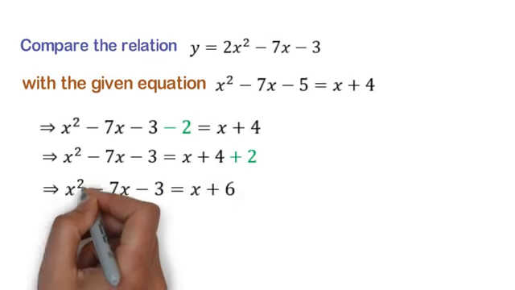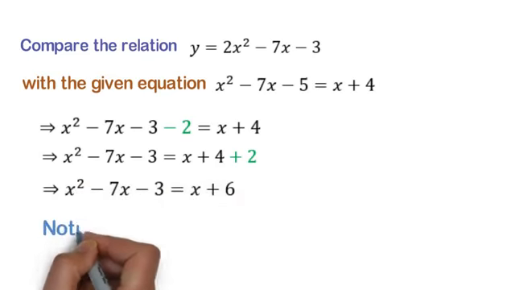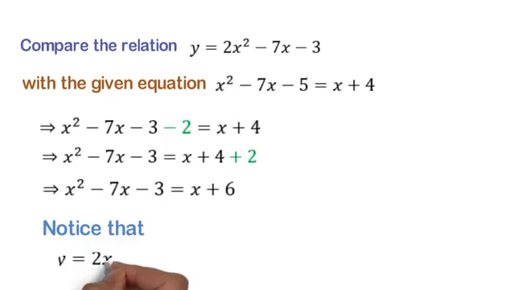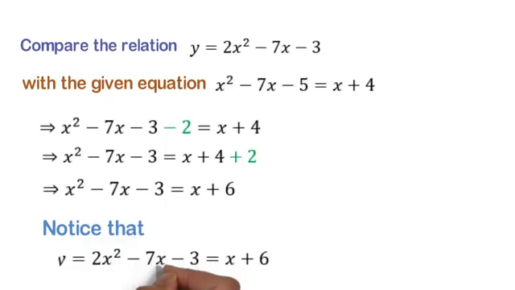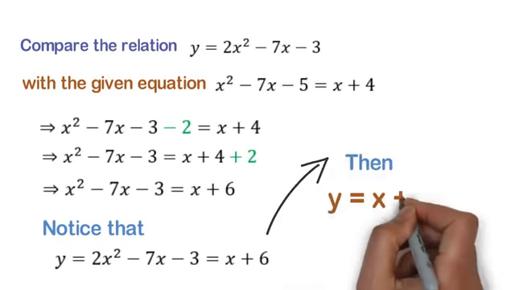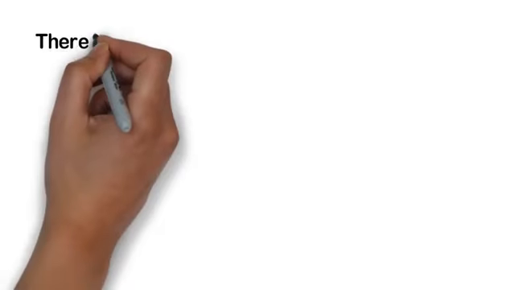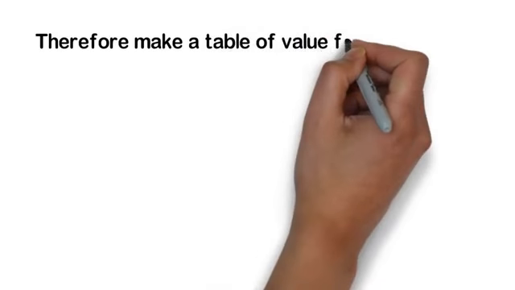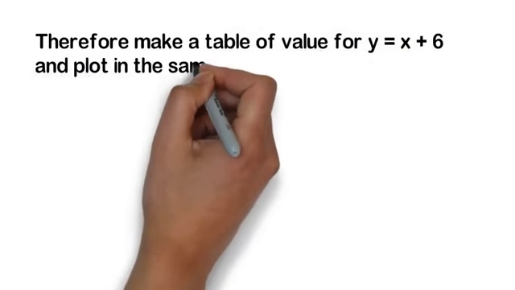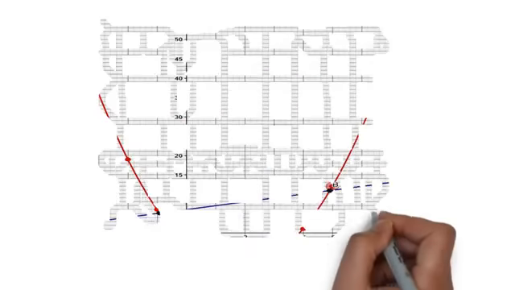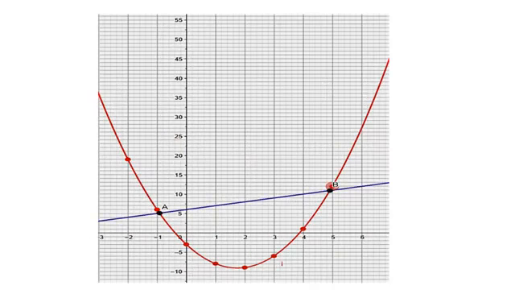Notice that the left hand side of this equation now is exactly the relation. So if y is equal to 2x squared minus 7x minus 3 and 2x squared minus 7x minus 3 is equal to x plus 6, it means that y is equal to x plus 6 too. So we can now make a table of values for y equals x plus 6, which is a straight line, and plot it on the same graph. By so doing, we will have the graph as seen.